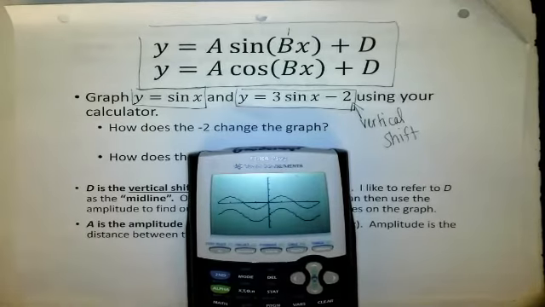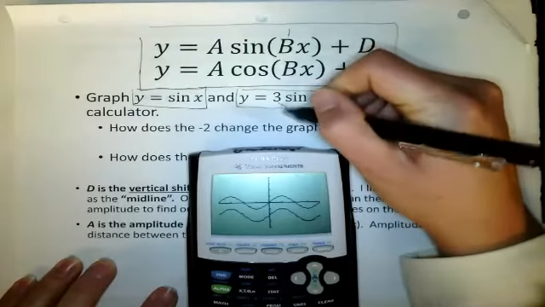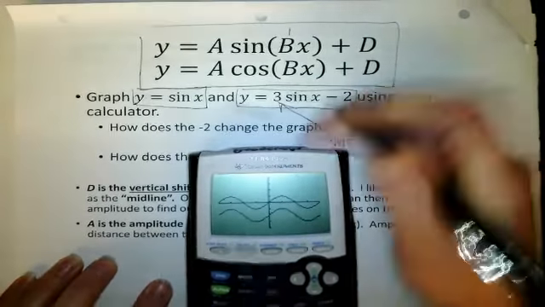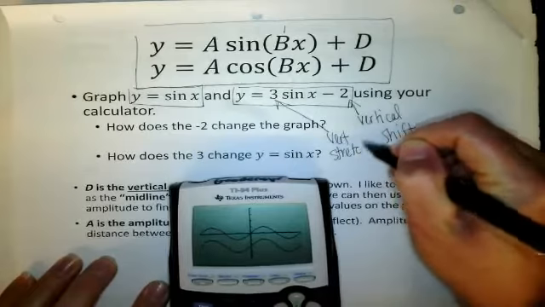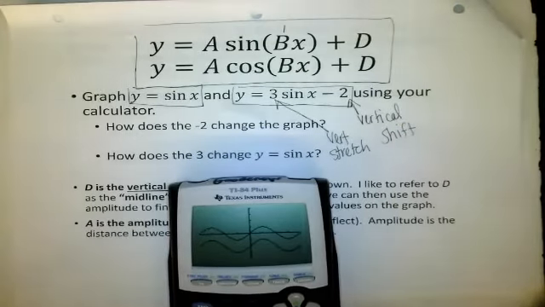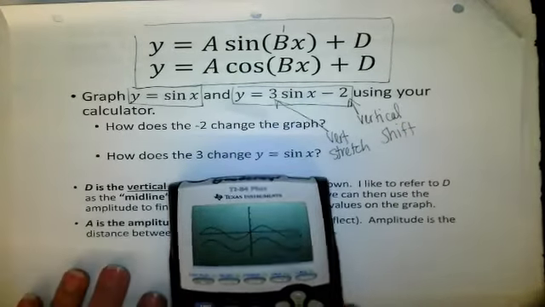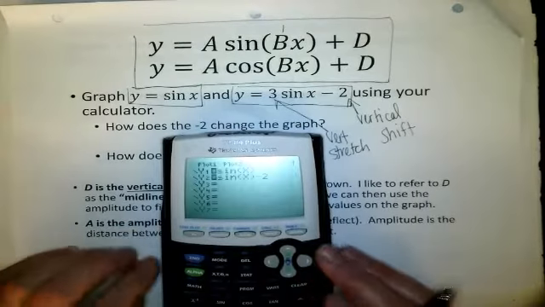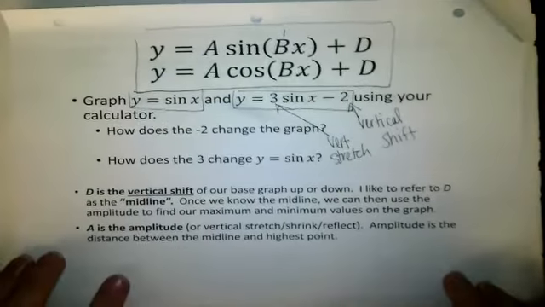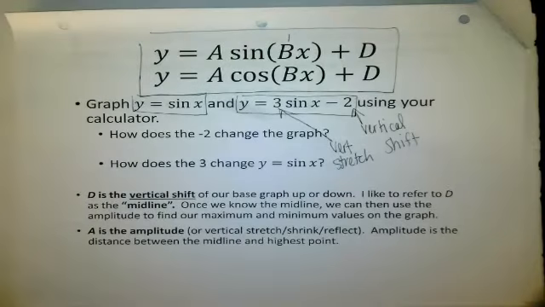And then, what does the 3 do? It makes it taller. That's exactly what it does. The 3 is a vertical stretch, or vertical stretch or shrink. It's stretching our graph. It's also called amplitude. It's making the sine curve not just go from -1 to 1 anymore. It's 3 times larger. So it's multiplying the function by 3.